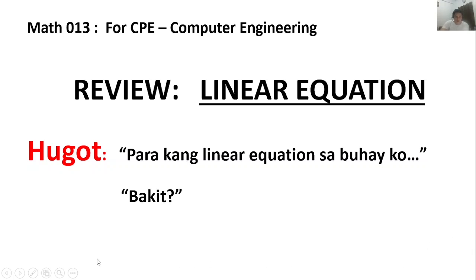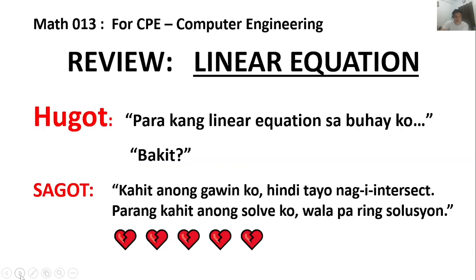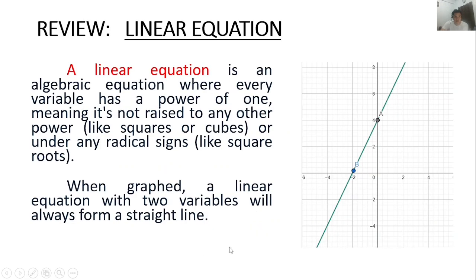Review of linear equation. A linear equation is an algebraic equation where every variable has a power of 1, meaning it's not raised to any other power like squares or cubes or under any radical signs like square roots. When graphed, a linear equation with two variables will always form a straight line. So this is an example of the graph of a linear equation.